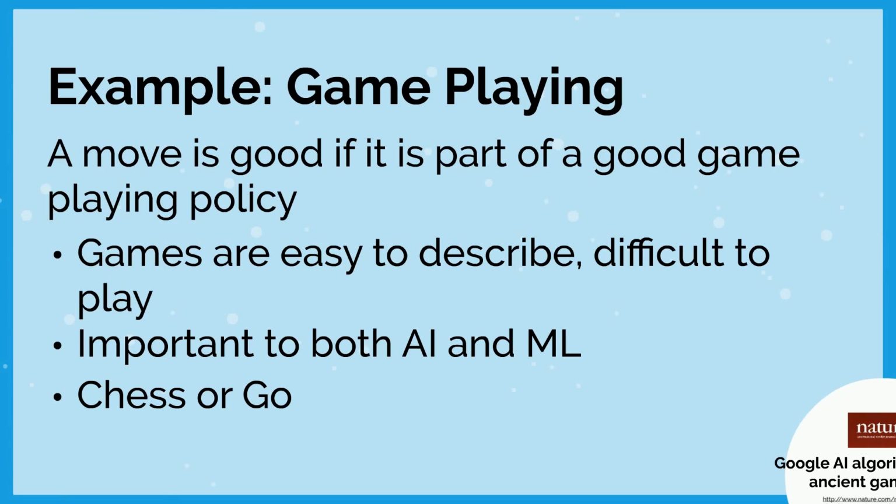Games are really easy to describe. They have a set of rules that can be defined. Thinking of chess, it's pretty easy to program the rules of chess, but it's much more difficult to actually play. So reinforcement learning and game playing specifically is very important to AI and machine learning. And some examples of this are with the games chess or Go. AI algorithms or machine learning algorithms, they're really reinforcement learning algorithms, have been used to master both chess and Go.